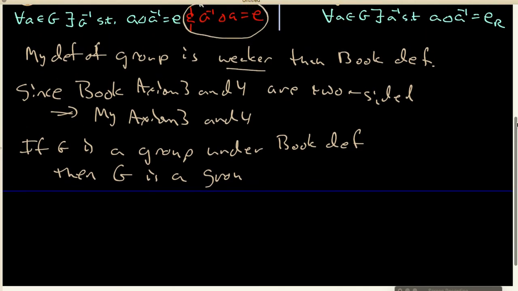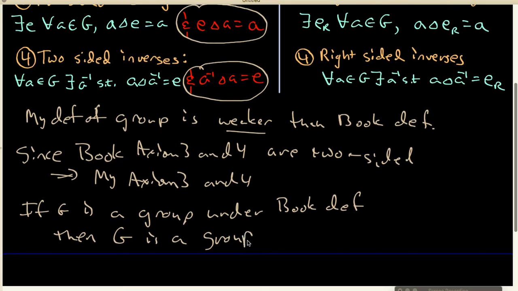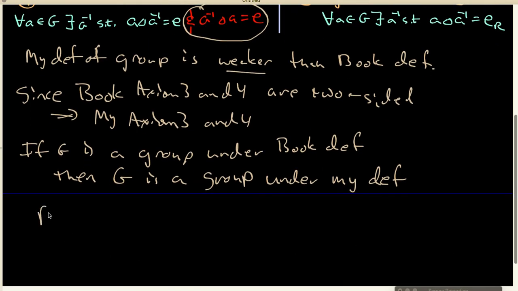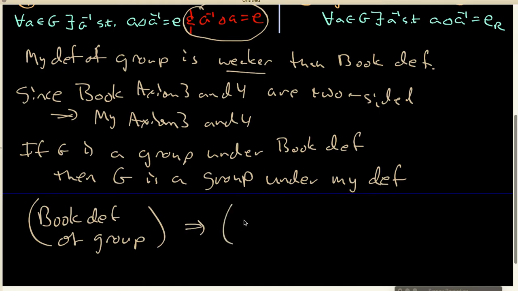Let's see, let's get this back to where we were. G is a group under my definition. In other words, the book's definition of group implies my definition of group. That's the easy direction. We now have to look at going the other way.